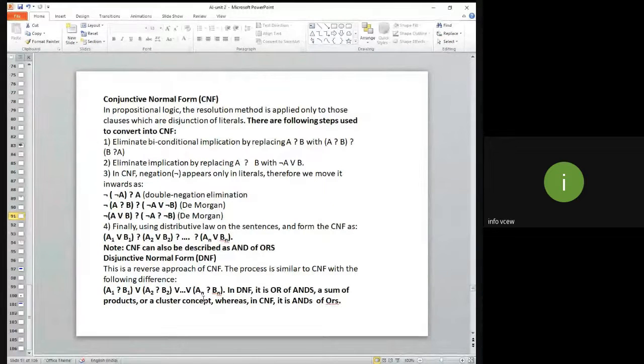Or means intersection. And means union. Sum of products, product of sums, do you remember? Yes, ma'am. Okay, so the same example for CNF and DNF.